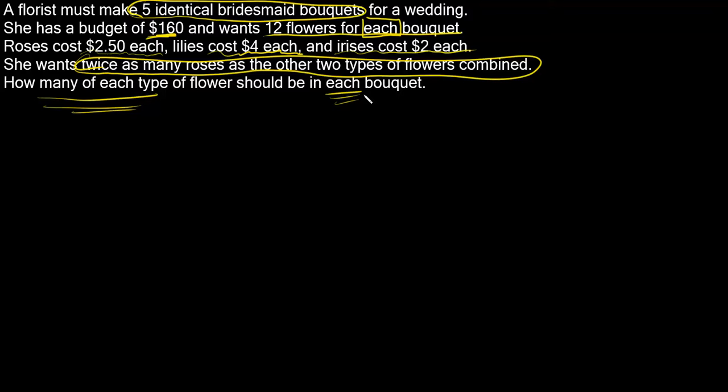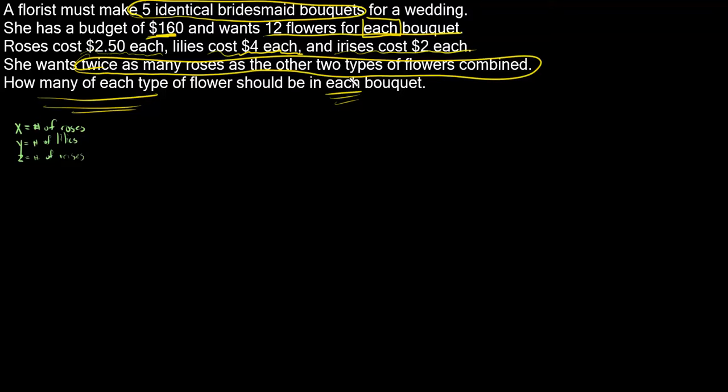Now, once again, the question actually gave us what the variables should be. We want to know how many of each type of flower should be in each bouquet. So X is the number of roses in each bouquet, Y is the number of lilies in each bouquet, and Z is the number of irises in each bouquet. So I've got my variables.